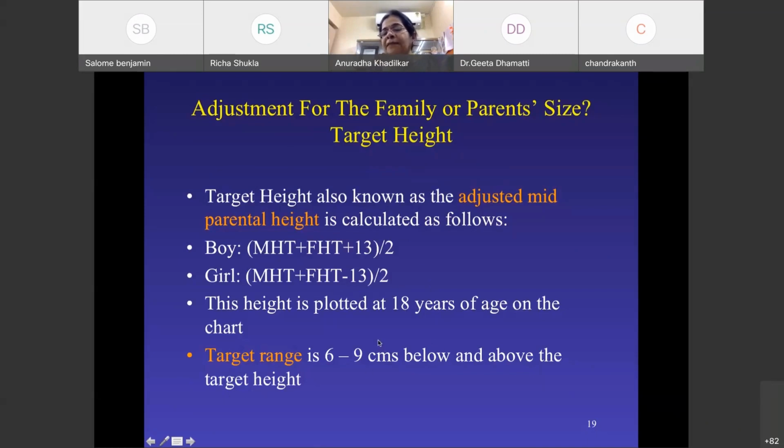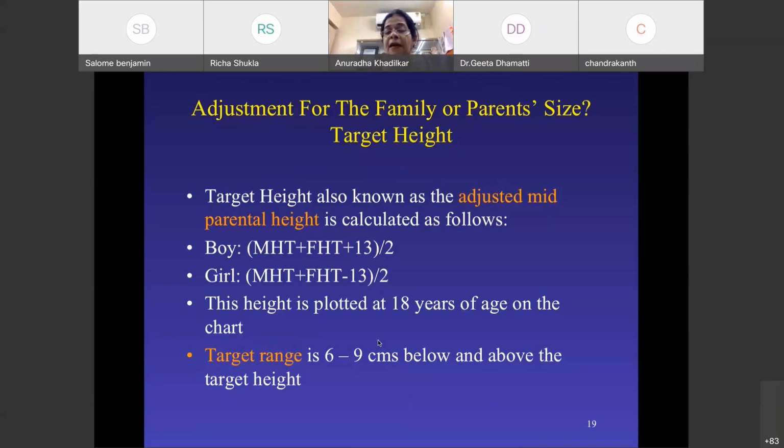What this means is that if a little girl comes to you and you mark her target height, which comes to 150 centimeters, then she can be between 156 and 159, or even lower, because you take 6 to 9 centimeters off 150, and that is her target range. This is the way you adjust for mid-parental height, or parents' height, or target height.